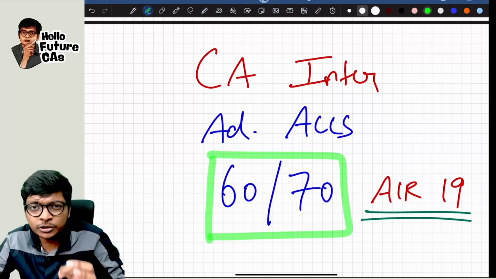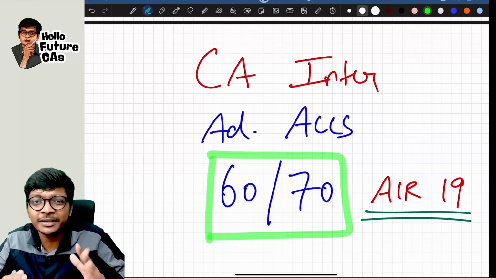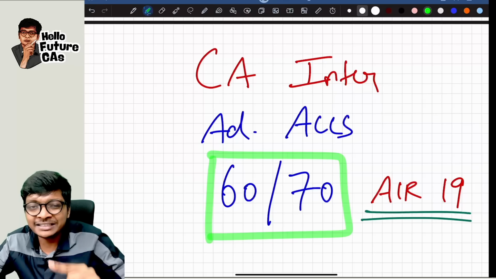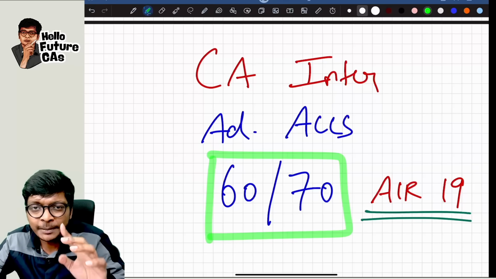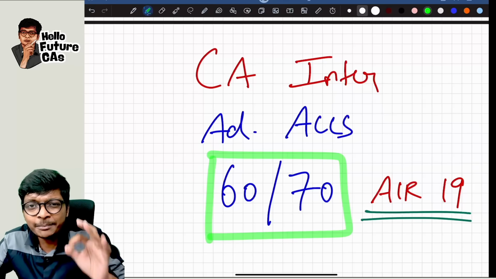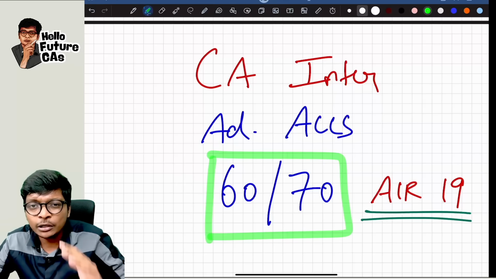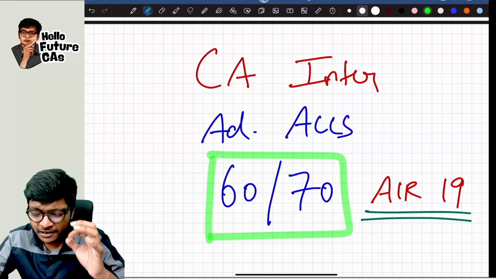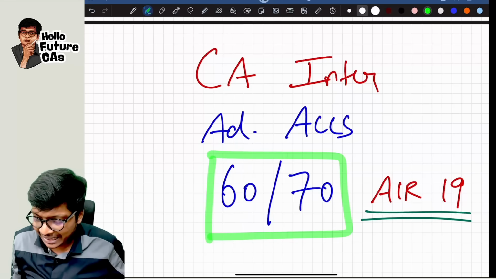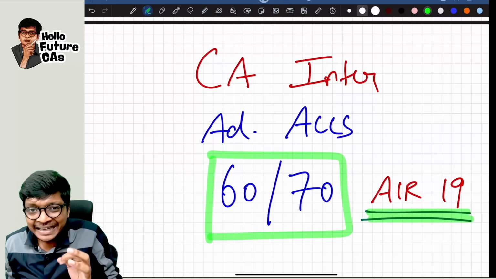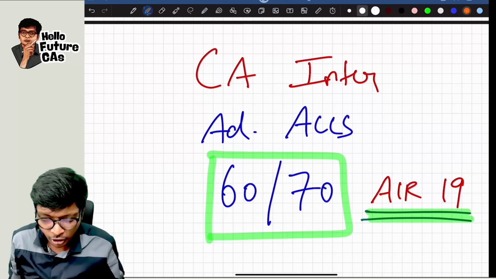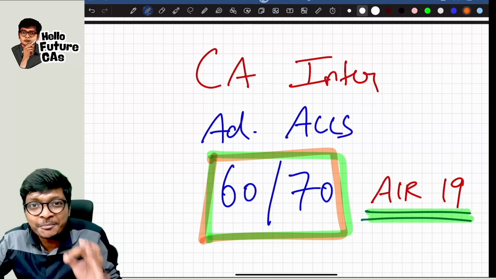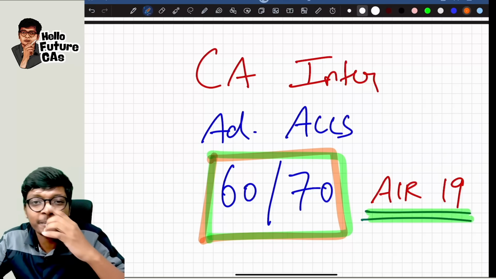So it all comes down to those 3 hours and 15 minutes which the examiner is correcting, where you have to impress the examiner, not impress him in other ways, but impress him by presenting well so that he gives you full marks. Today we are going to take All India rank 19 in the latest attempt, who got 60 out of 70 marks in the descriptive paper, guys.